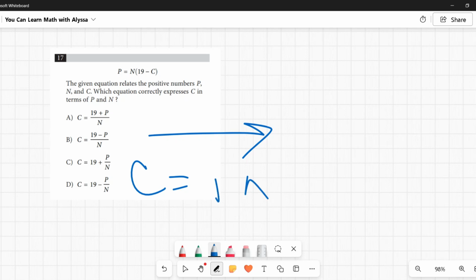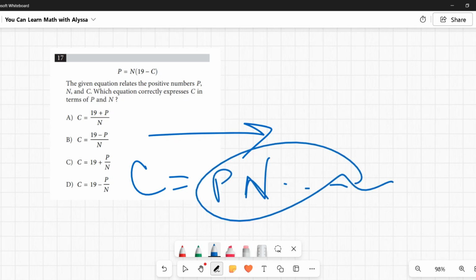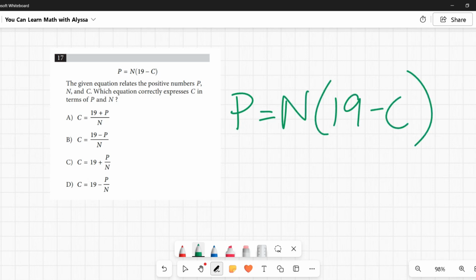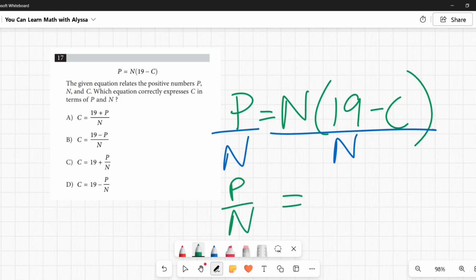So we want the p, and we want the n, and anything else over here on the right-hand side. So let's look. We've got p equals n times 19 minus c. I want c by itself, so I want to undo what's been done to c. We have this 19 minus c, and I've got this n being multiplied by it. I'm going to divide everything by n first to get rid of it from the right-hand side. So I'm going to divide everything on the right by n, and the left by n. Now I've got p divided by n on the left, and I have 19 minus c on the right.